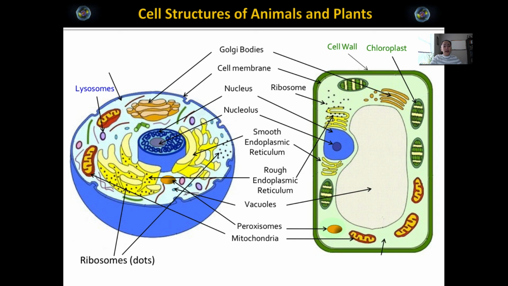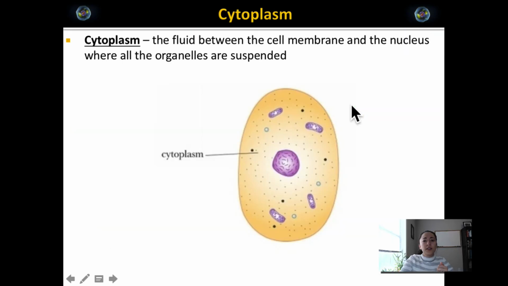Finally, let's talk about the fluid within the cell. The fluid within the cell here, which is shown in blue over here and green over here, is called the cytoplasm. The cytoplasm is a fluid between the cell membrane and the nucleus, and it's where all of the organelles are suspended within the cell.